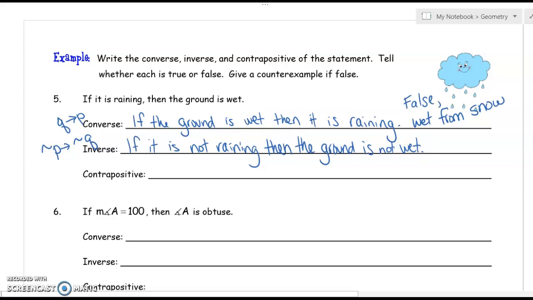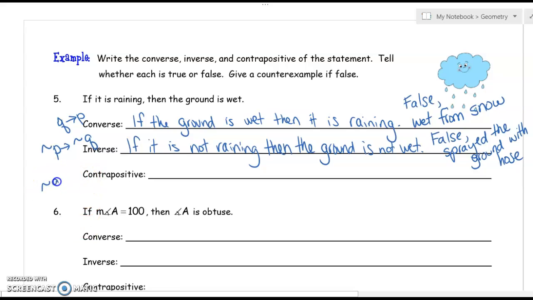All right, and is that always going to be true? No. Just because it's not raining doesn't mean the ground is not wet. False. Maybe you sprayed the ground with a hose. All right. Maybe you were washing your car or something. That would make the ground wet, but it's not raining. All right. So something like that.